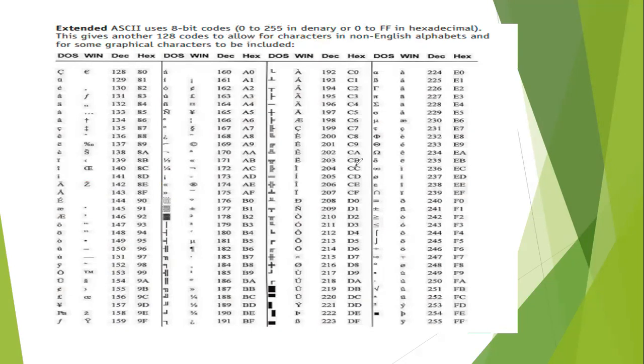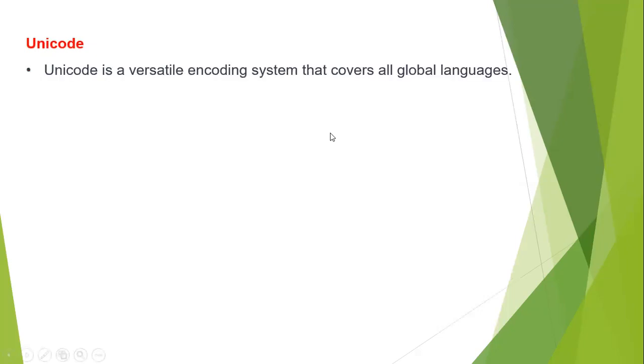Due to the limitations of ASCII and extended ASCII, computer engineers invented another standard code to support every kind of language. That is called Unicode. So I'm showing you Unicode. Unicode is a versatile encoding system that covers all global languages.